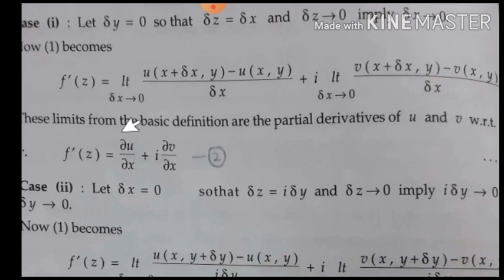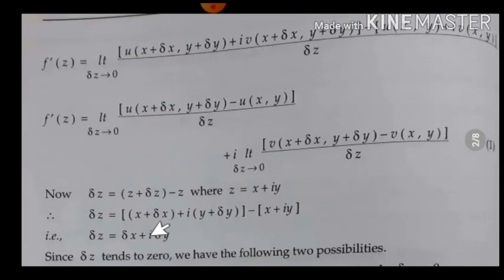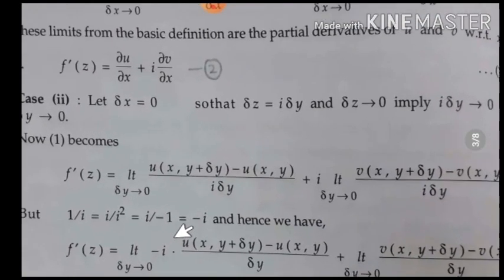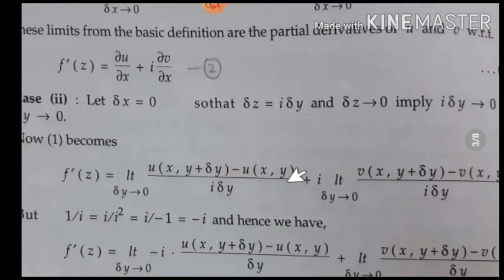Now similarly, if I take delta x as 0, we get delta z as i into delta y. In this equation, if I substitute delta x as 0, I get delta z as i into delta y. So wherever delta z is there in the above equation, I should write i into delta y. So limit delta y tends to 0. Here, when writing the limit, the presence of i will not make any difference, so they have neglected writing it.